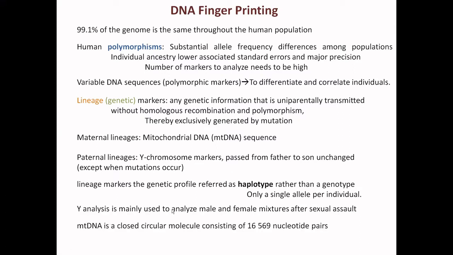Y analysis is mainly used to analyze male and female mixtures after a sexual assault. Mitochondrial DNA is a closed circular molecule consisting of 16,569 nucleotide pairs that are analyzed to study the maternal lineage.